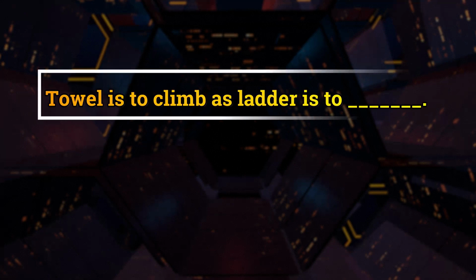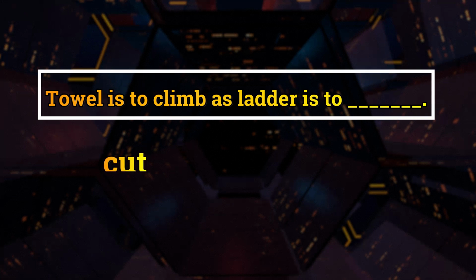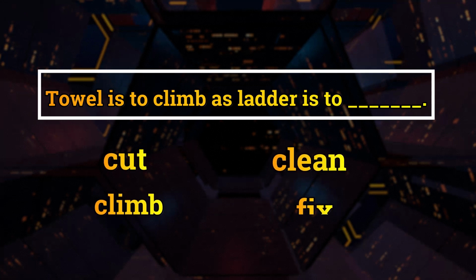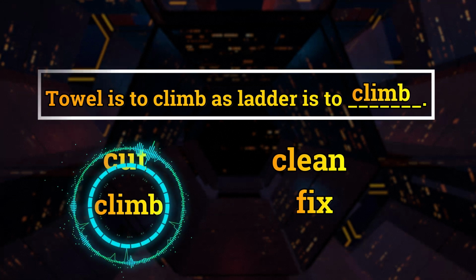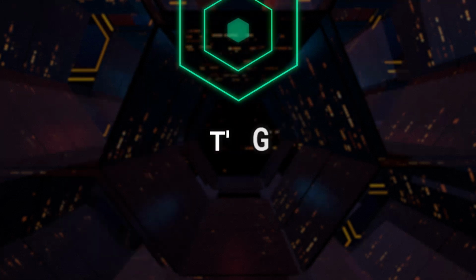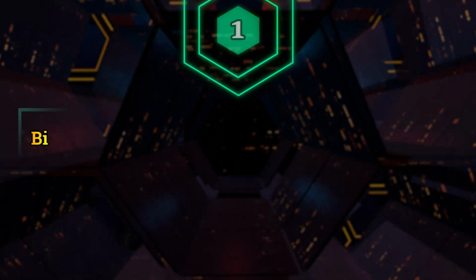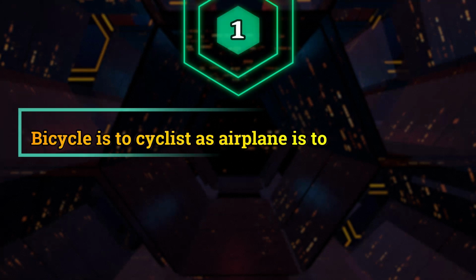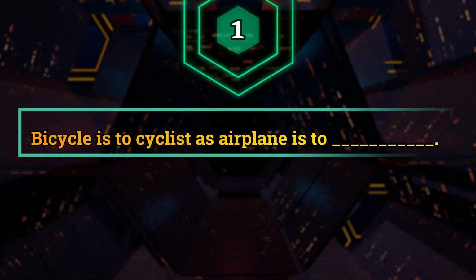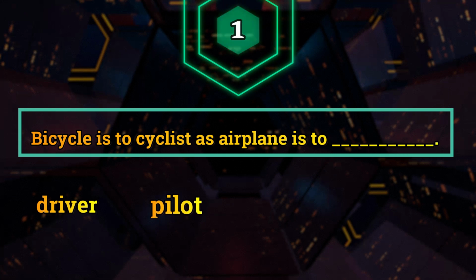In this task, you will be given an analogy in sentence form. Your goal is to complete these sentences by supplying the correct word that will make the analogy correct. You will also be given choices from which you can choose your answer. Let's go! Number 1. Bicycle is to cyclist as airplane is to blank. Is it driver, pilot, farmer, or singer?